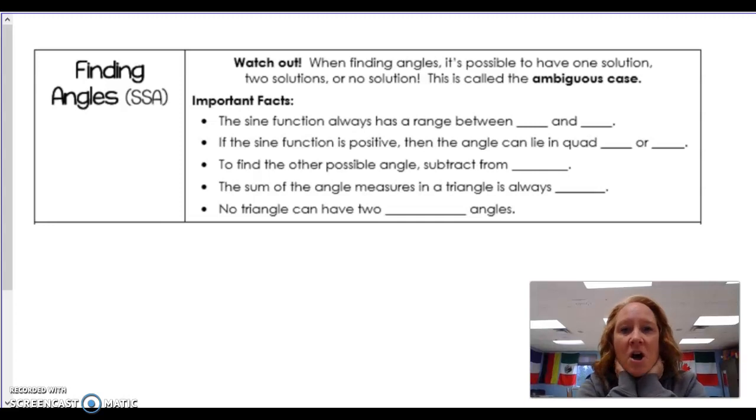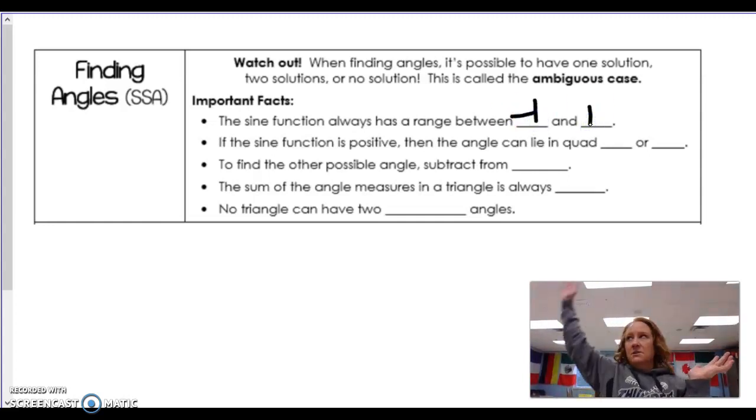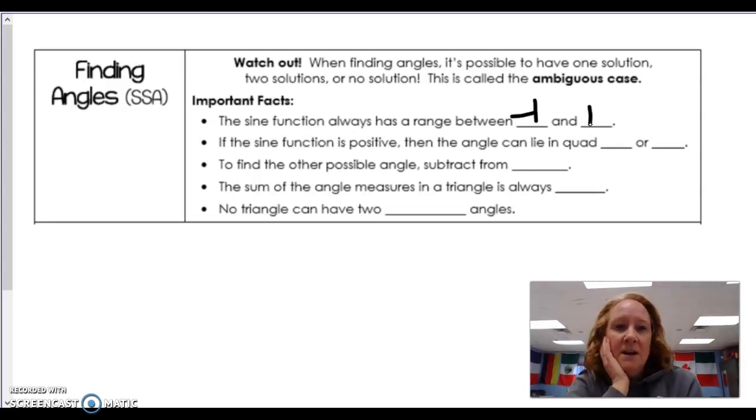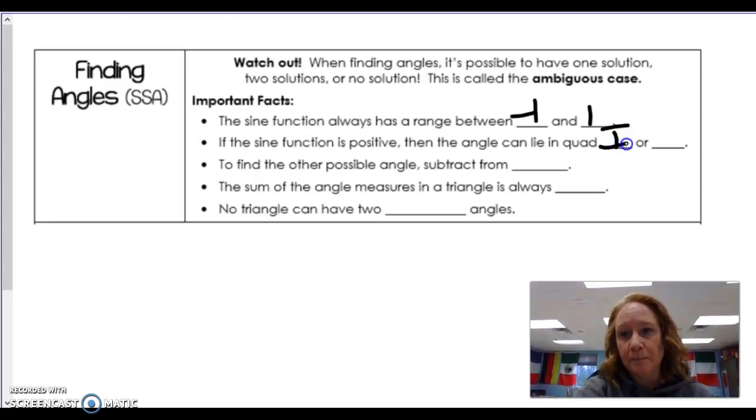So the sine function always has a range between -1 and +1. Because think when you go around the circle, sine is up, so that's your y value. The highest is 1, and the lowest is -1, just thinking about the unit circle. If the sine function is positive, so if the y value is positive, that's going to be quadrant 1 or quadrant 2. We've talked about that before.